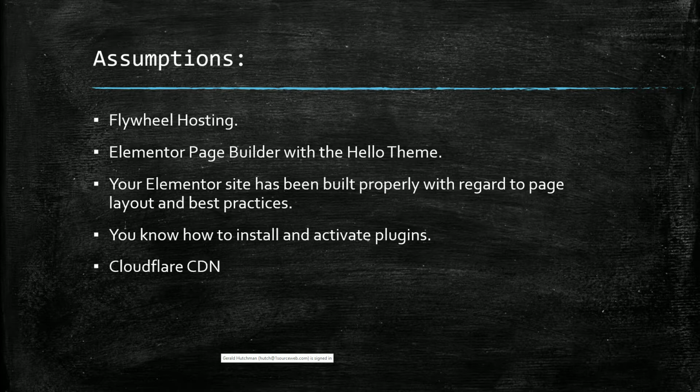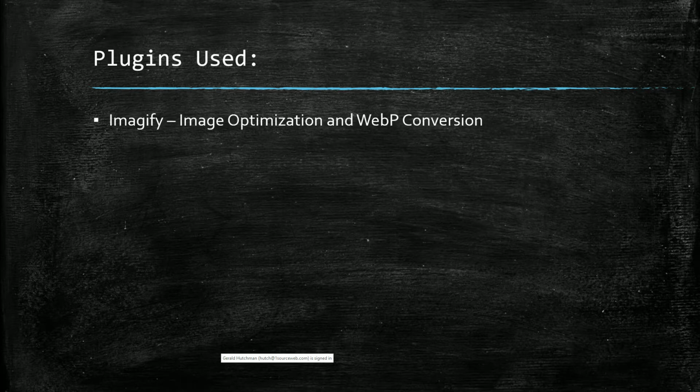And also Cloudflare as a CDN. I'm using Cloudflare. Any CDN will work, but Cloudflare has a pretty nice interface with WP Rocket, and that's one of the plugins we'll be using. And that's why I use Cloudflare. Plus, it's free. The plugins we're going to be using are, the first one is called Imagify, however you want to say that.